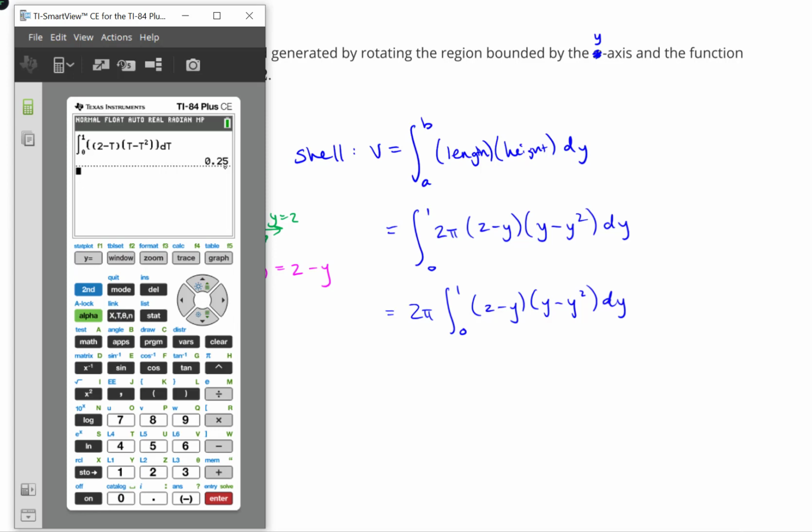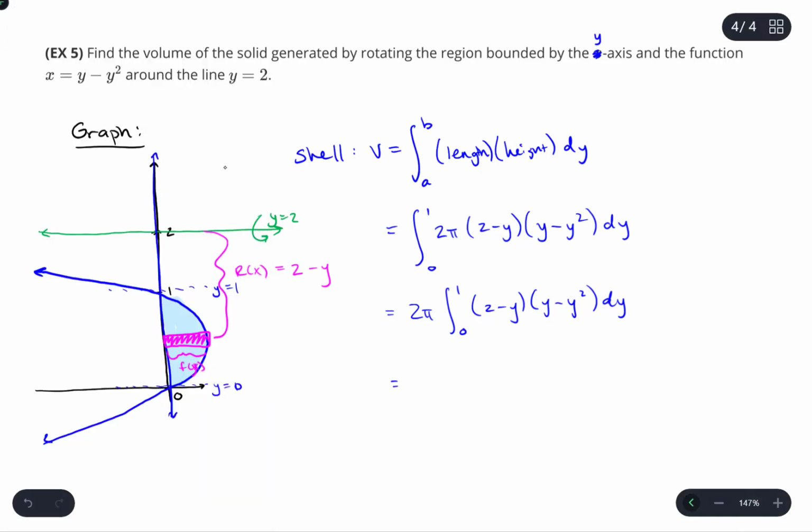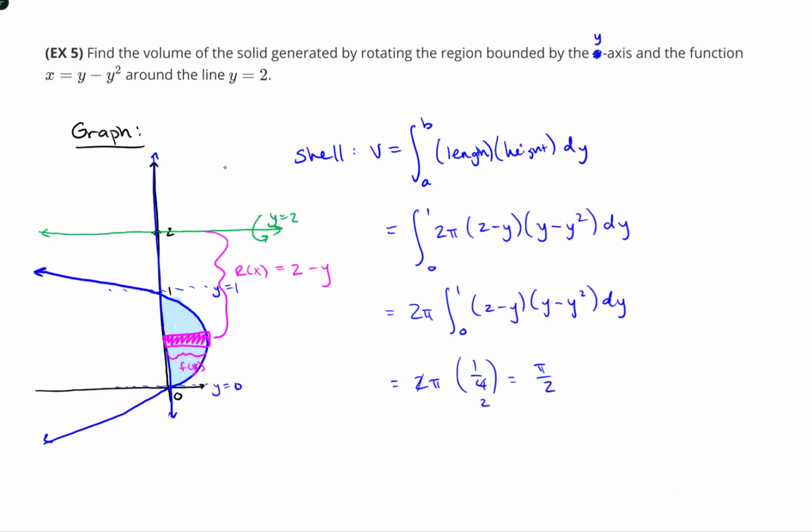All right, so 0.25, which is just 1/4. I don't need the calculator to help me change that into a fraction. 2 goes into 4 twice, so this becomes pi over 2. And there we have it.